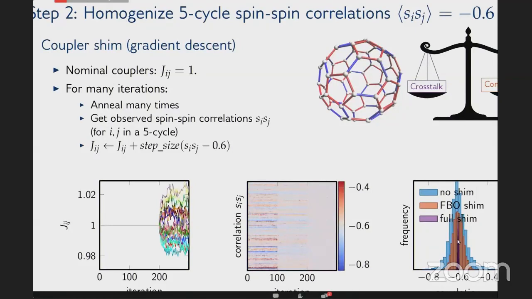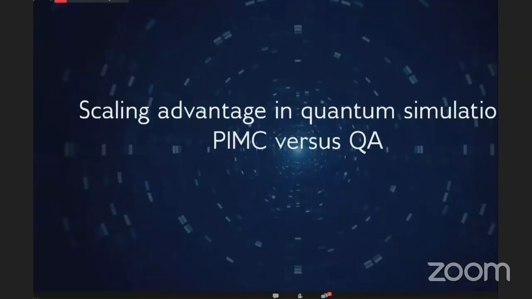Okay, so this is a kind of a cute example of a fullerene, which is a system that we can't study in the previous processor. But I'm going to show an example of why this is really important for quantum simulation by way of discussing our recent result on a scaling advantage over path integral Monte Carlo.